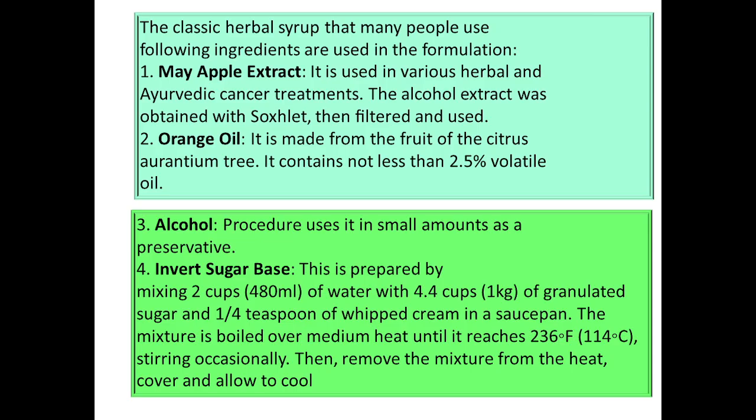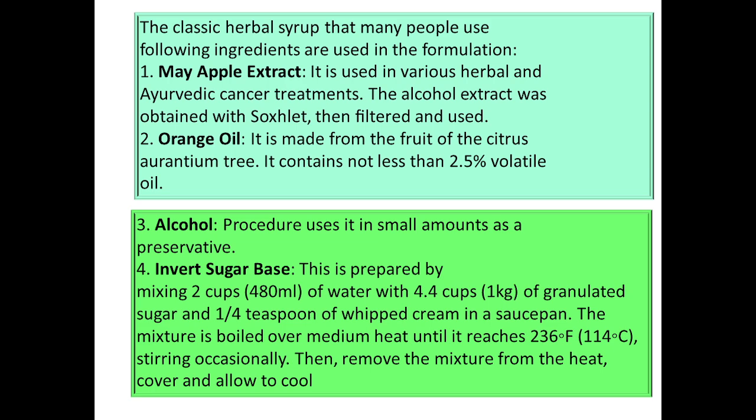Another ingredient which is used is orange oil. It is made from the fruit of the Citrus aurantium tree and it contains not less than 2.5% of volatile oil. The procedure uses it in small amounts as a preservative. Alcohol is another ingredient which is used as a preservative in the procedure.